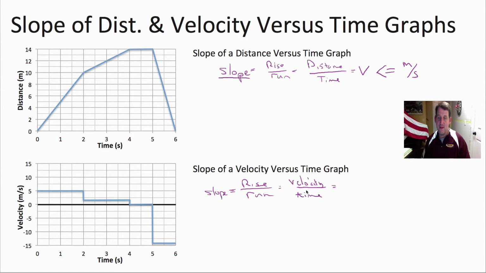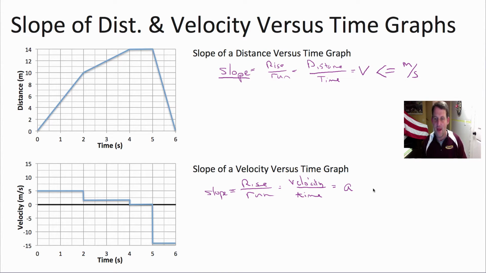Now, is this meaningful is the question we have to ask ourselves. Velocity divided by time. So this is how fast I speed up or slow down, my change in velocity over change in time. And that is acceleration. So the slope of a velocity versus time graph tells you how fast your velocity is changing, just like the slope of a distance time graph shows you how fast your distance was changing. We call this one velocity, and we call this slope acceleration.